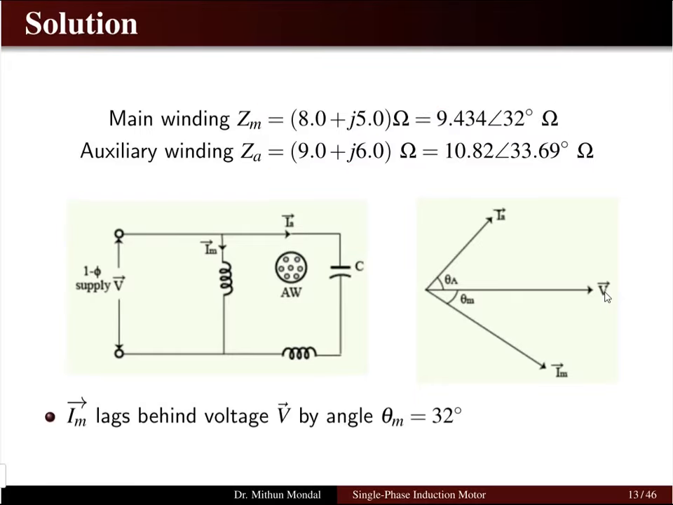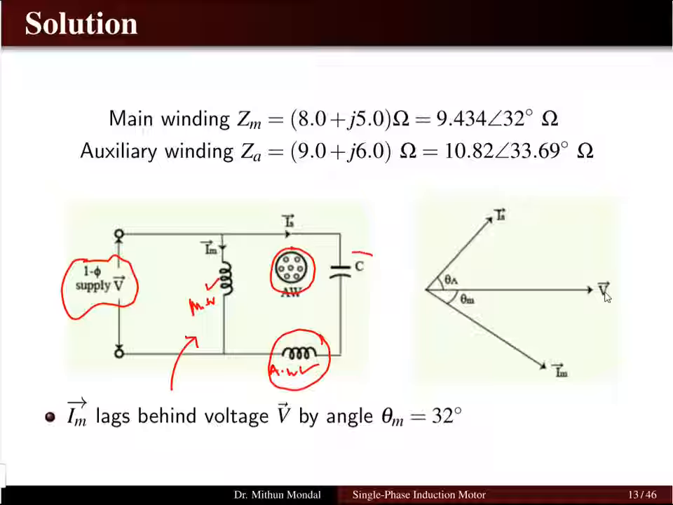Now this is the circuit of a capacitor start single phase induction motor. Here we have the rotor and the supply, which is given as single phase. The two windings: we have the main winding, and here you have the auxiliary winding. The auxiliary winding is used only during the starting of the induction motor. So you have a capacitor which is connected in series with the auxiliary winding. This capacitor is required for the starting of the induction motor.